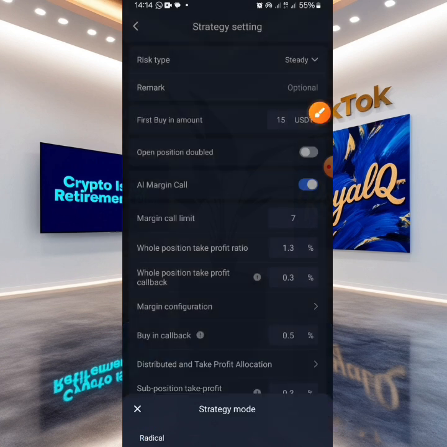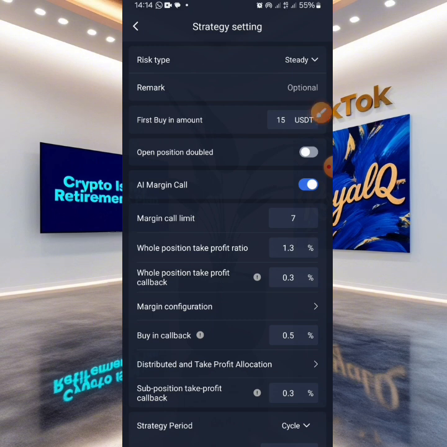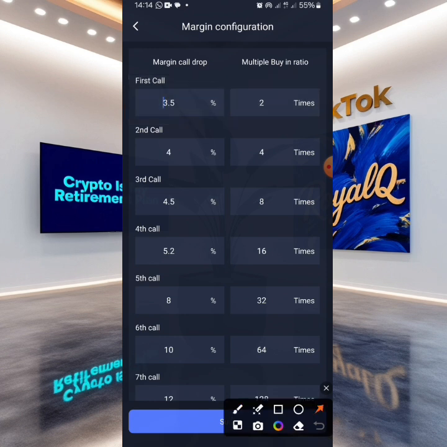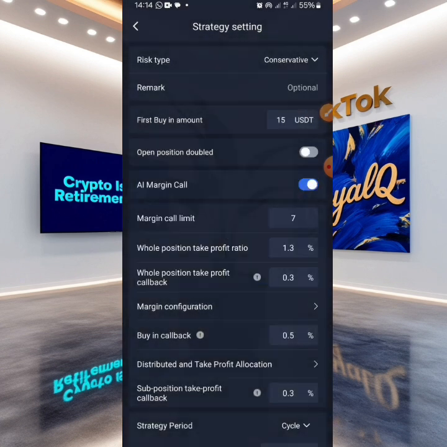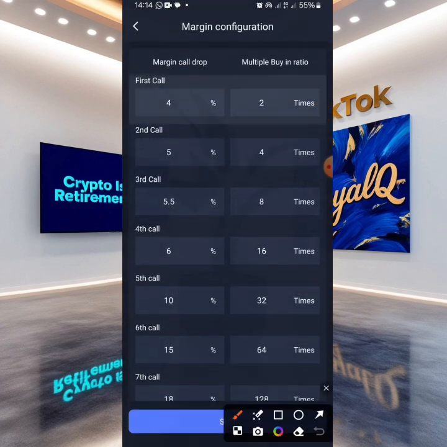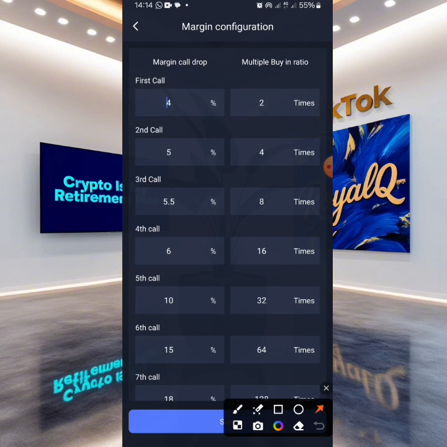For example, if I click on steady, and I come on the margin configuration here, you will see that the first call will be 3.5, 4.5, 5.2. When you add up this one and you go back to another risk type, let's say you click on consecutive, you'll see that the difference comes in here. On the steady, we started with the 3.5 and the 4. Then on the consecutive, we are starting with the 4 and the 5 and the 5.5 plus a 6. So you can see that the difference only comes in the margin call drops.